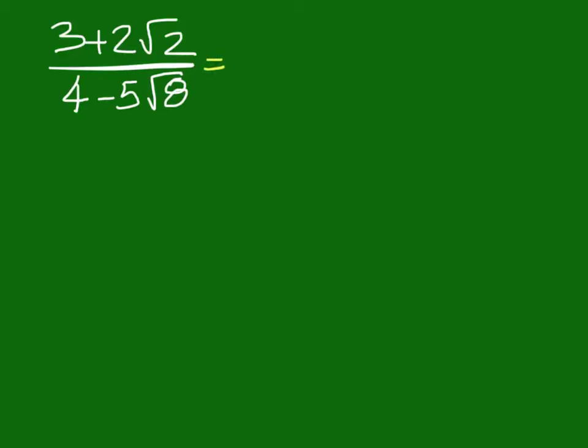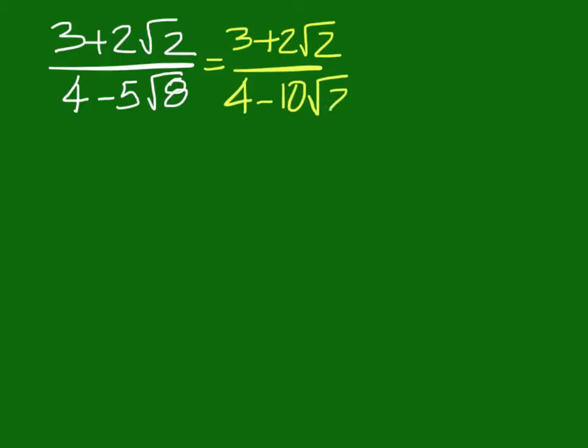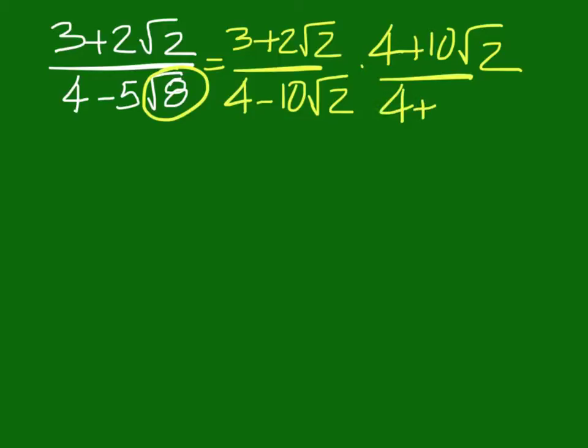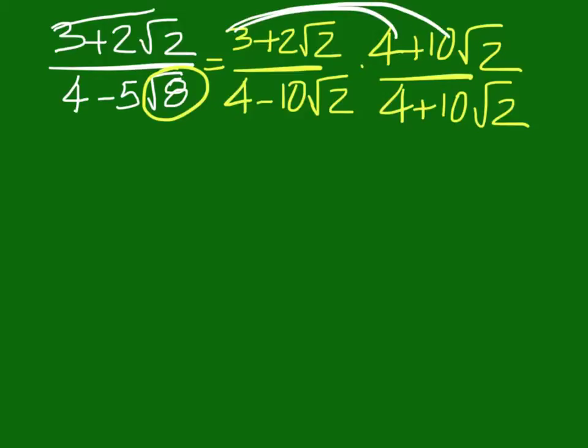We have to simplify. The top stays the same, and on the bottom you'll have 4 minus 10 square root of 2 after you simplify the square root of 8 to 2 square root of 2 and multiply the 2 by 5. Multiply the top and the bottom by 4 plus 10 square root of 2, and then you have to multiply. You should know the pattern by now, which is 3 times 4, and then 3 times 10 and keep the square root of 2.